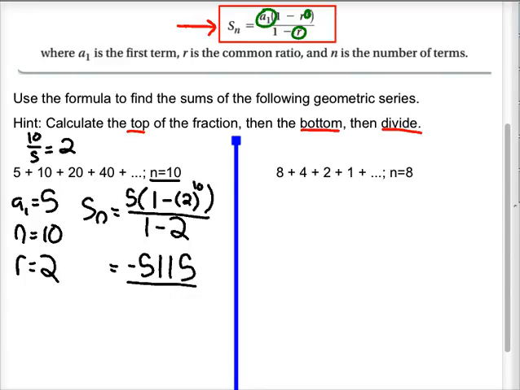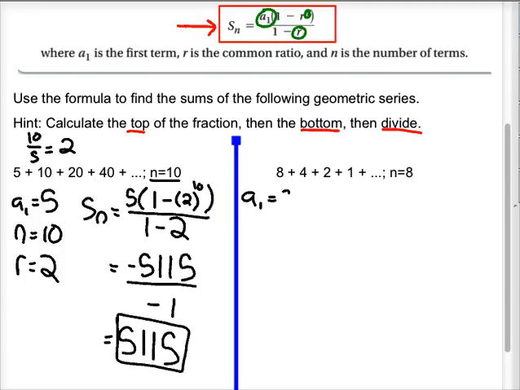Then the bottom, 1 minus 2, is a negative 1. When you divide those two, you get a positive 5,115 as your sum. So again, it's all about finding the pieces that you need and plugging them in. Let's do our next one.